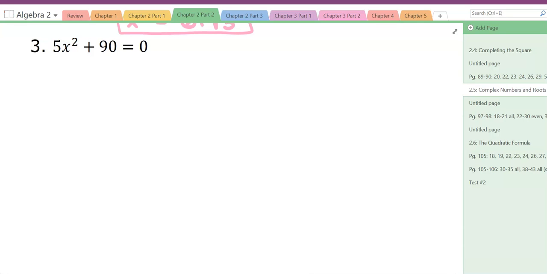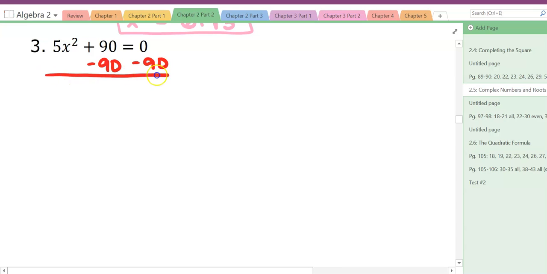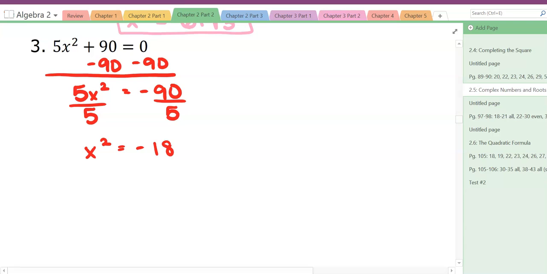So first thing I would do is subtract 90. So it says 5x squared equals negative 90. Then I would have divided by 5. So we get x squared equals negative 18. Now you square root both sides.